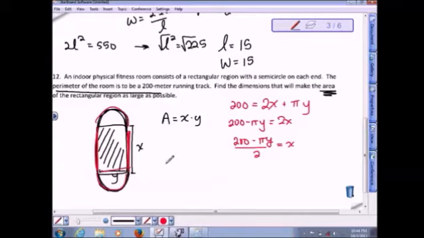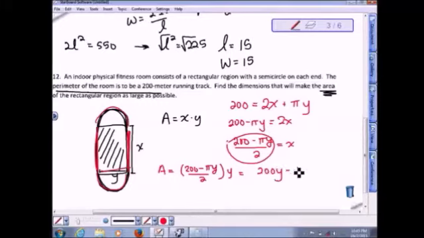Now we have area, and now we know what x equals. X equals this value right here. So this is 200 minus pi y all over 2 times y. And this is equal to 200y minus pi y squared all over 2.